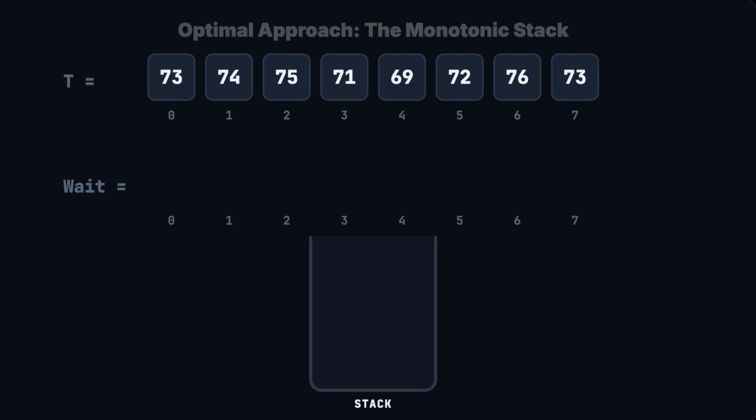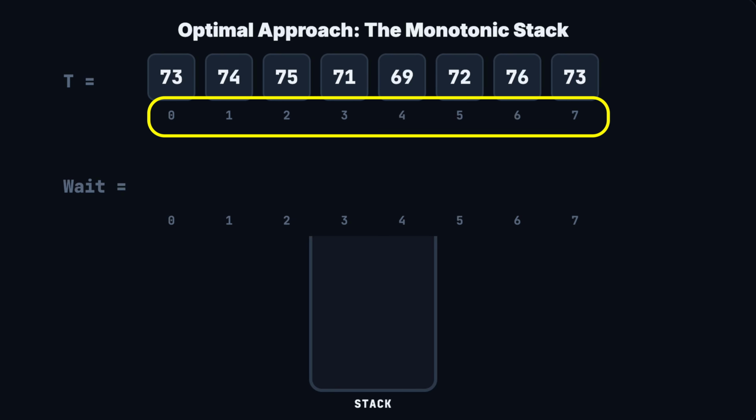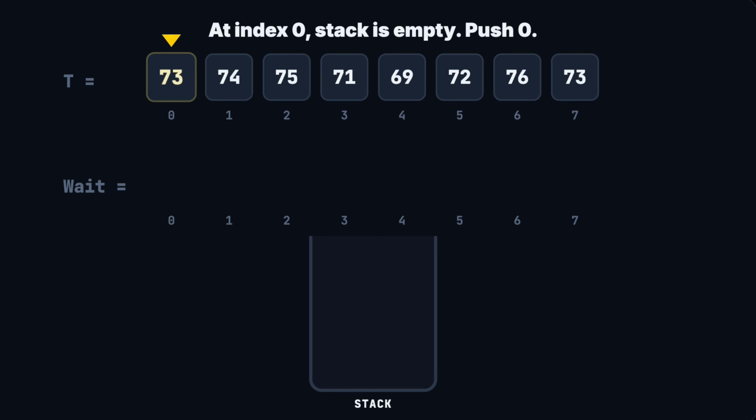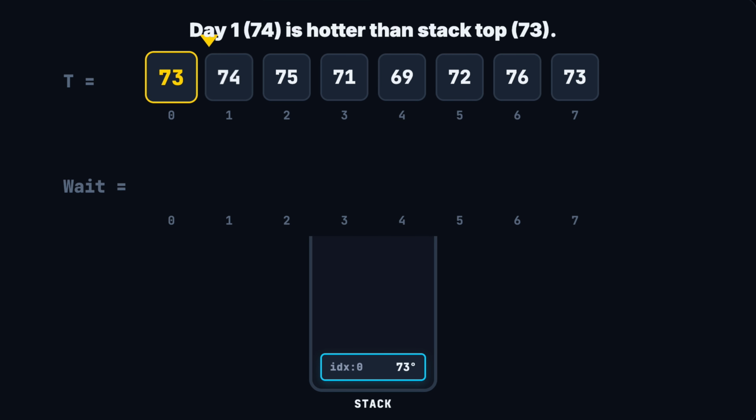So, for the optimal approach, the very first thing we'll do is initialize an empty stack to hold our waiting days. Now, when we iterate through each temperature, we only push the index of the day onto the stack because we can always look up the actual temperature from the array directly using that index. So, at index 0, the stack is empty. There is no one waiting yet. So, we just push 0 onto the stack. Now, moving forward, here's the rule that drives everything.